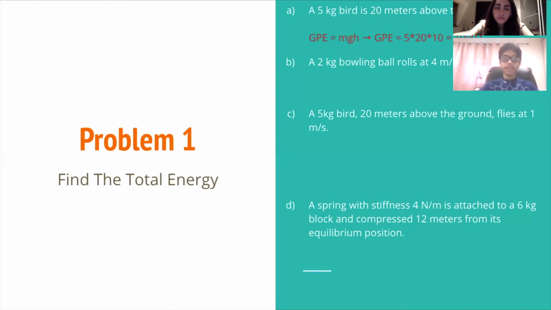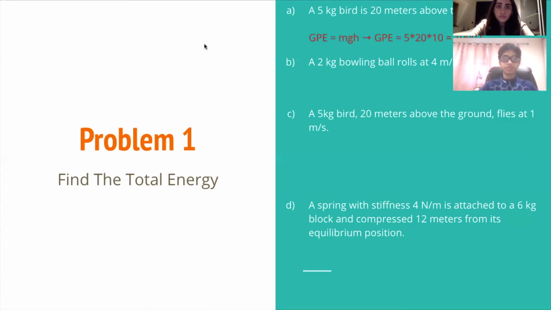Mass is 5 kilograms. Acceleration due to gravity is 10 meters per second squared, which is actually the third term in this multiplication. And the height is 20 meters, and so we have 1,000 joules. The second problem, we have a 2-kilogram bowling ball, which rolls at 4 meters per second.